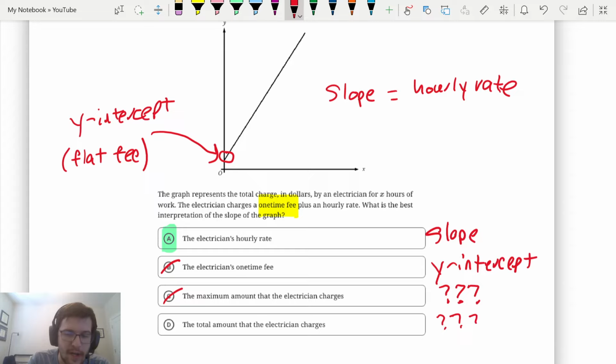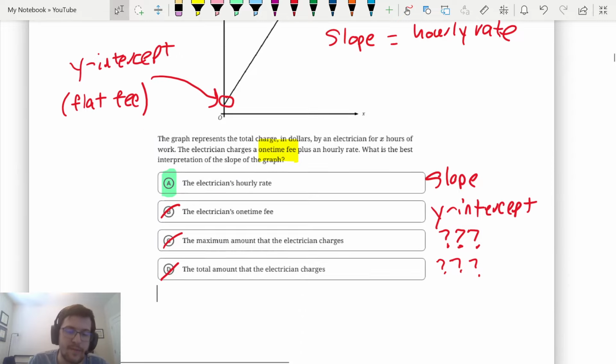Total amount for what? If it said total amount for 3 hours, maybe that would be a point on the graph or something. But again, not really clear. The important thing to know is the y-intercept always represents your starting point. So in these types of problems, the starting point is the flat fee, right? And the slope is the rate of change. In this case, the rate of change is the hourly rate, how much the person is charging you per hour. So the answer for that one is A. Let's move on.